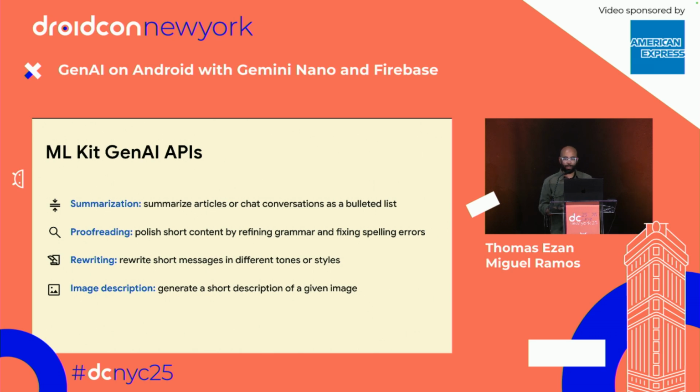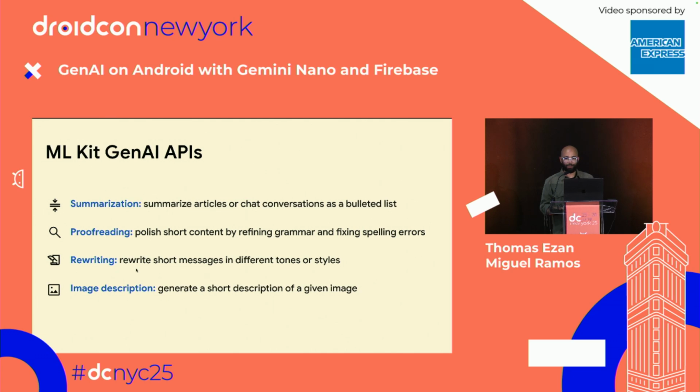So what can you do specifically with MLKit GenAI? At the moment, we have 4 APIs. There is one that enables summarization. It's pretty straightforward. You can summarize articles or chat conversations as bulleted lists. There is proofreading. So you type something, you went a little quick, you have a few typos here and there. You can use Gemini Nano and the MLKit GenAI APIs to proofread the content.